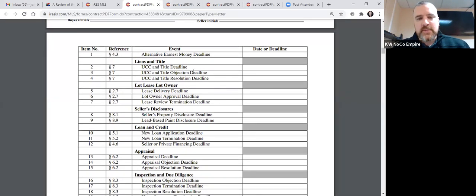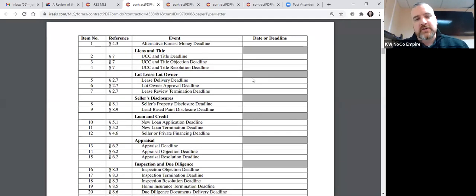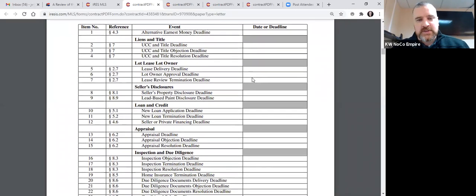Okay. And then these deadlines operate like anything else. There is a deadline by which we need to have that UCC search done. There is a deadline by which the buyer would have the right to object to anything in that UCC or title search. And then there's a resolution deadline. So it's no different than any of our other objection resolution stuff. Okay.